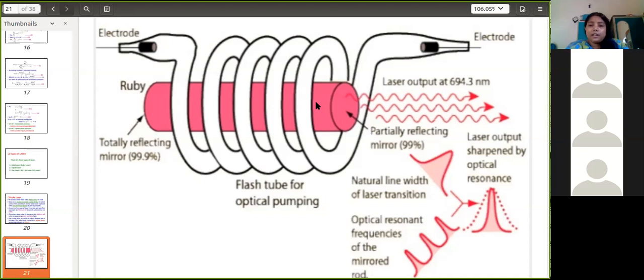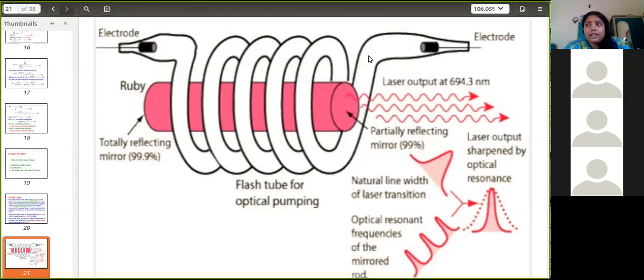तो पंपिंग करेंगे तो the atoms in the ground state of the laser active medium, they will go to the excited state. रूबी लेजर के लिए हम ऑप्टिकल पंपिंग यूज करते हैं बाय xenon फ्लैश ट्यूब. यहाँ पे ये जो स्पाइरल करके ट्यूब दिखाई दे रहा है, it is a xenon flash tube. यहाँ से हम xenon लाइट फ्लैश करते हैं.